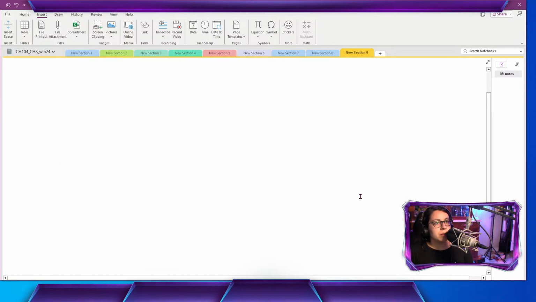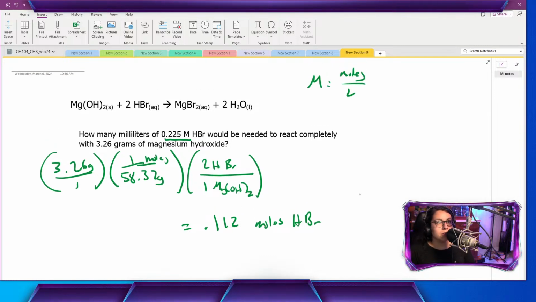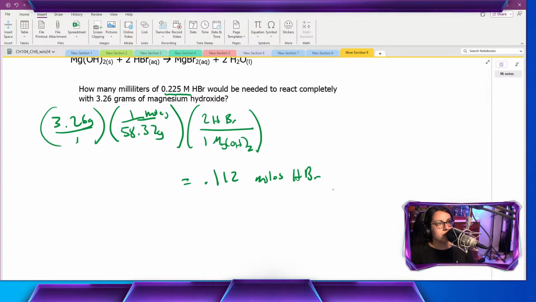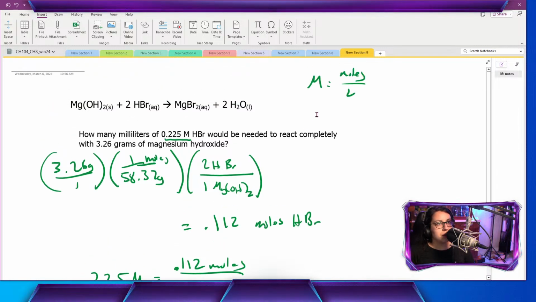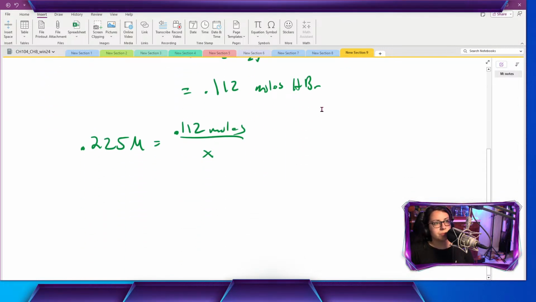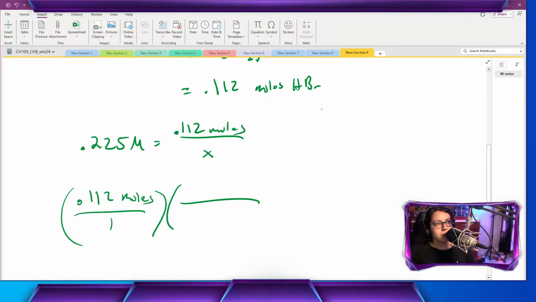And so now we can set up our molarity, right? So now we have moles per liter. So now we're starting to get there. So now we're saying, well, we have a 0.225 molar solution. I need 0.112 moles of this. So how many liters do I need? And we're going to divide, but let's look at this dimensional analysis so we are all on the same page. So if we divide by our molarity, so that's moles over liter, moles cancels to give us liters.